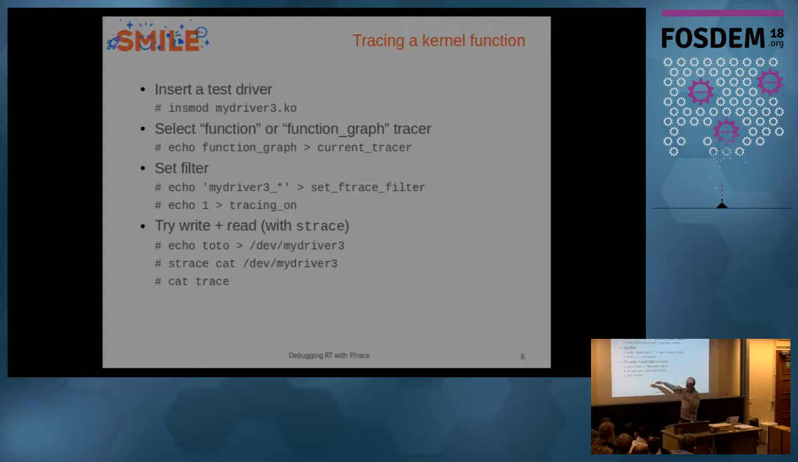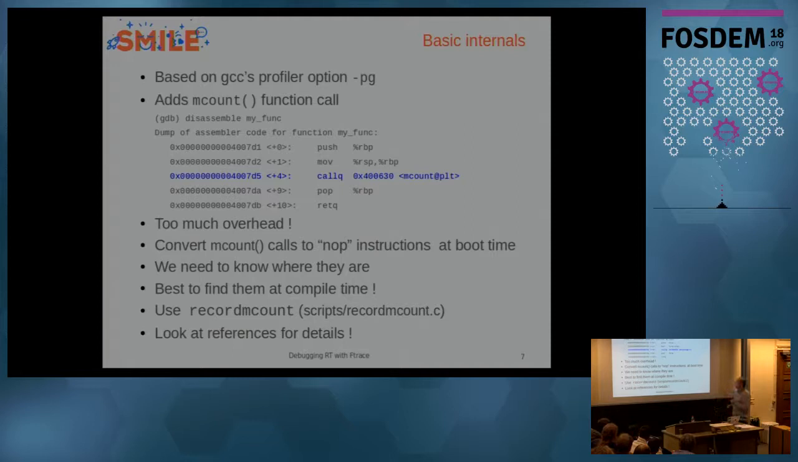The story of Toto is very famous in France. So you send something to the driver, and you can get the result from the trace. If we have time, I can show you both Ftrace and trace, to show the two ways of debugging the system. So, one slide only on the basic internals.